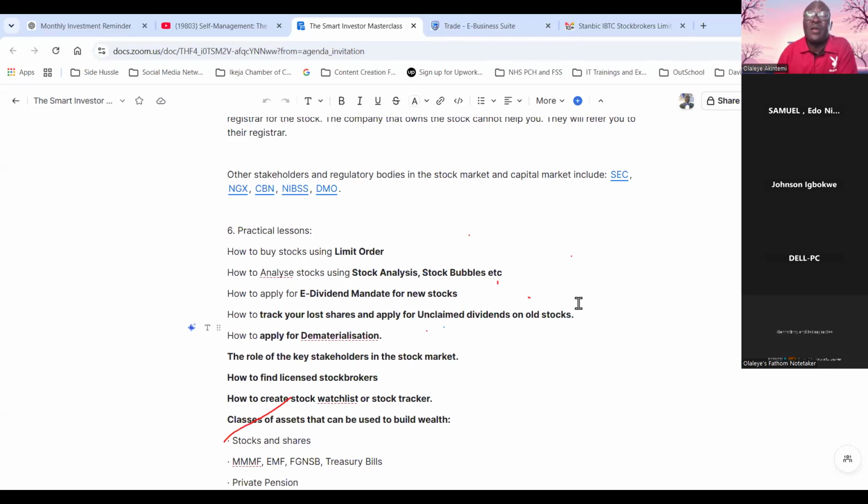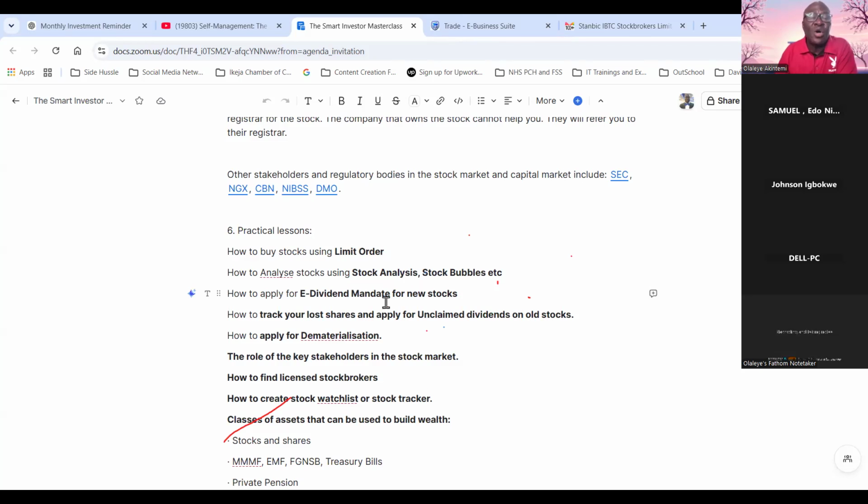Okay. I would assume everybody has some stocks. So that means if you have bought at least one stock, you have the experience of how to buy. The only thing you now need to add is how to buy using a limit order. And that's what we've gone through. Okay, let's go to the next one.